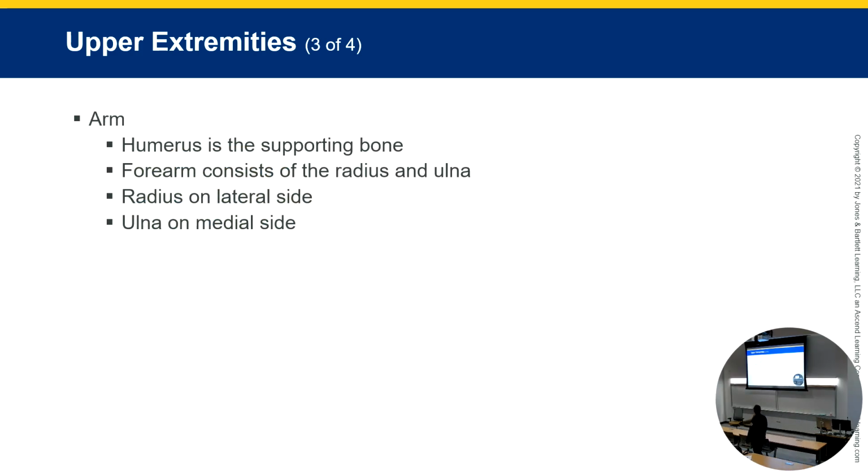Humerus is the supporting bone. Forearm consists of the radius and ulna. In directional terms, where is the radius located? Is it more lateral or is it more medial? Good. It's more lateral. We're thinking anatomical position. We're thinking away from the midline, so it's more lateral. The ulna, more medial. So you think thumb side, lateral, pinky side, medial. Perfect.